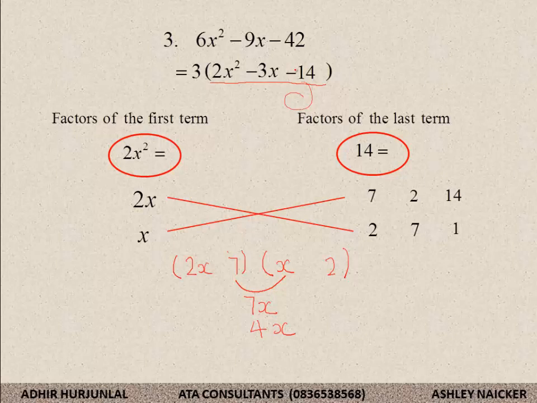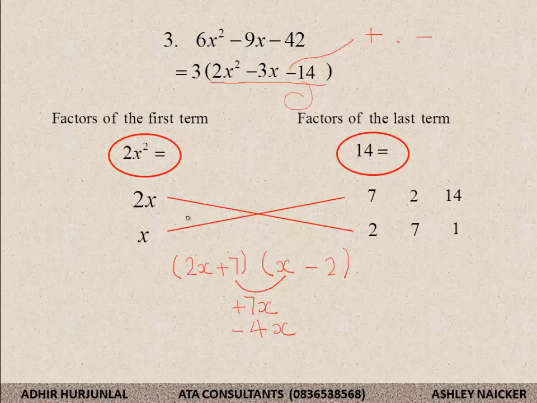Let's go back to the sign of the last term. This is a negative. If this is a negative, it means one sign will have to be positive while the other one is negative. Now for this, guys, let's make this positive and let's make that negative. Watch what happens. 7 times x is positive 7x. 2x times minus 2 is minus 4x. Positive 7x minus 4x gives me positive 3x, and this is not what I want here. I want a negative, which means my signs are now wrong.